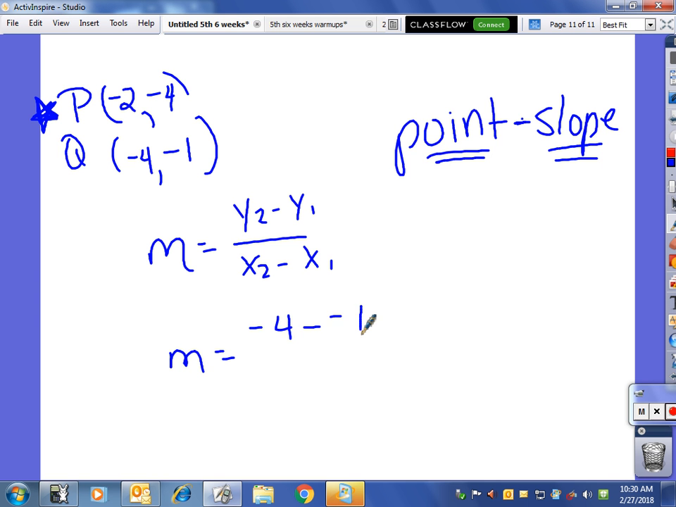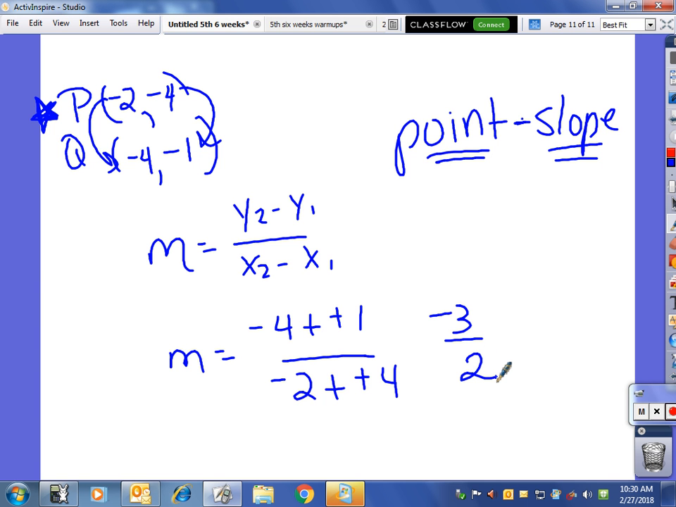Negative 4 minus negative 1 over negative 2 minus negative 4. You see how I'm doing y minus y over x minus x? What's negative 4 minus negative 1? Negative 3. What's negative 2 minus negative 4? So what's my slope? Negative 3 over 2. And if you had done stat edit, it would have told you the slope was negative 3 over 2. Now I'm going to write my equation.